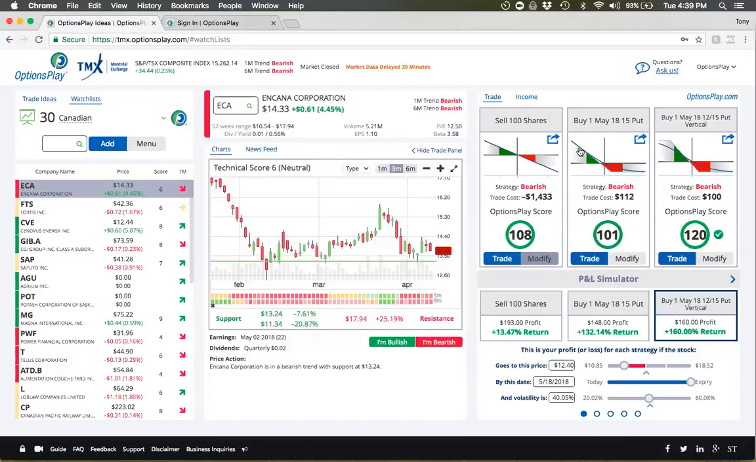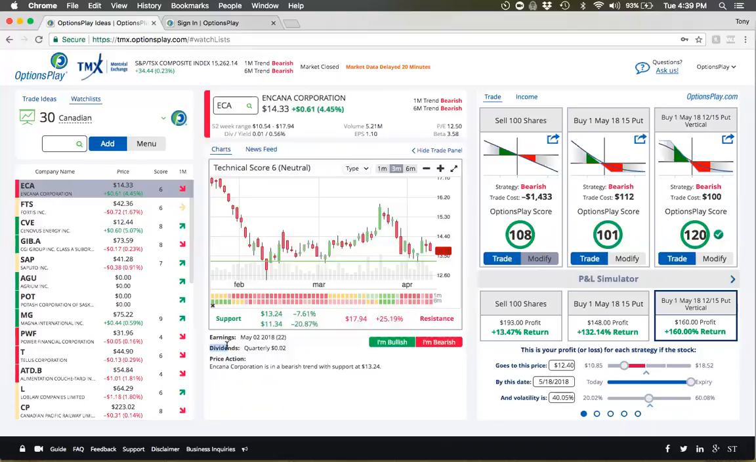Here's the put strategy. This is the simple strategy that has a little bit more risk but has unlimited profit potential. And here's that put vertical that has a little less risk with limited profit potential. So let's see how these 2 strategies perform side by side. And what I'm going to use is the P&L simulator here at the bottom, to help you determine which strategy might be suitable for you if you have, let's say, a bearish view on this stock going into earnings.